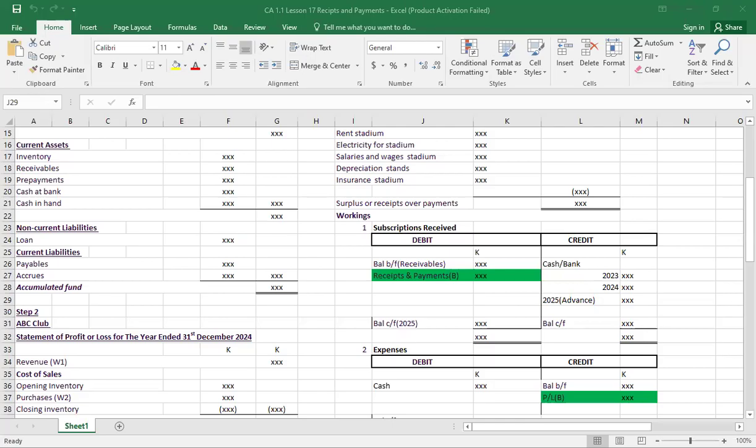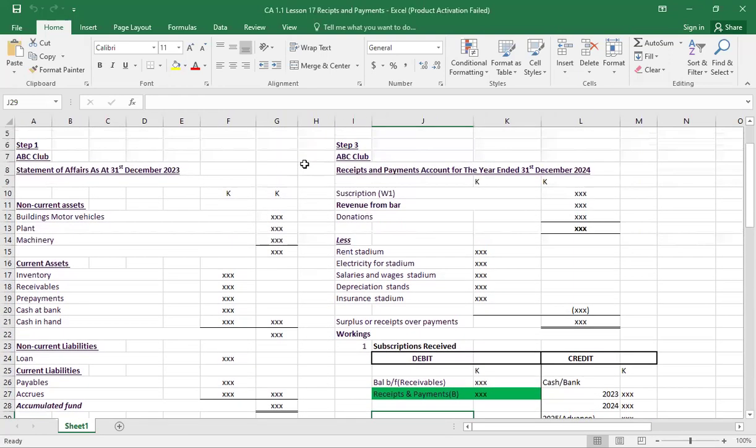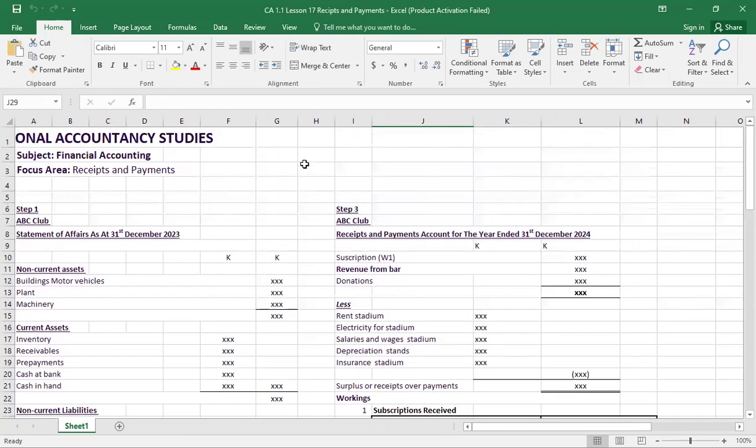They were looking at receipts and payments. So this is a famous topic because it's usually examined, but it's not very complicated. It's direct and straightforward. Yeah, we're looking at receipts and payments. So there's just a few things that we need to understand.